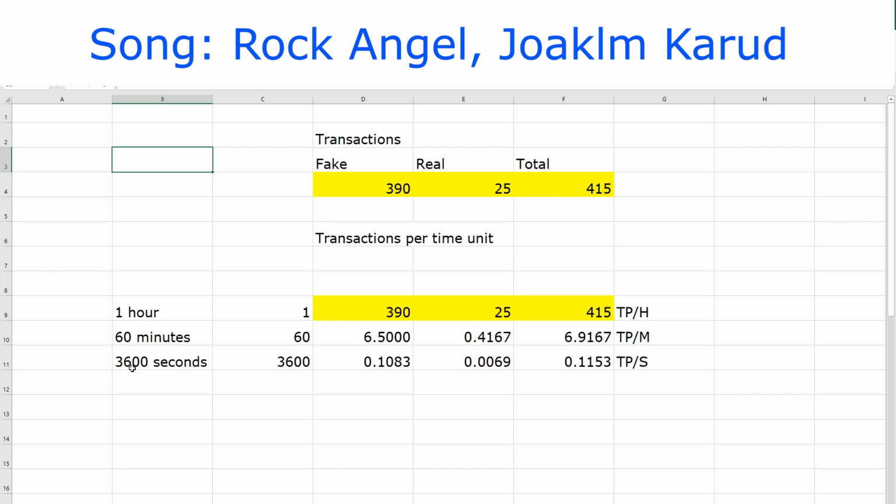When you break it down into seconds, you've got 0.1 transaction per second of fake transactions and 0.0069, or 0.007, per second of real transactions. And for a grand total, including absolutely everything, which tells you what the network's actually doing, 0.11 transaction per second.